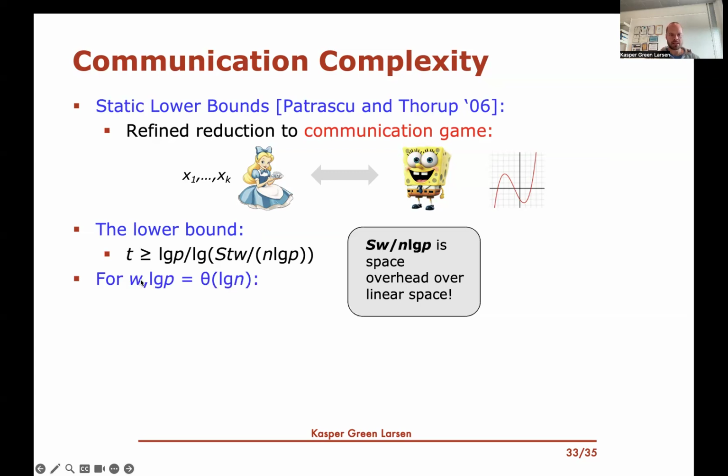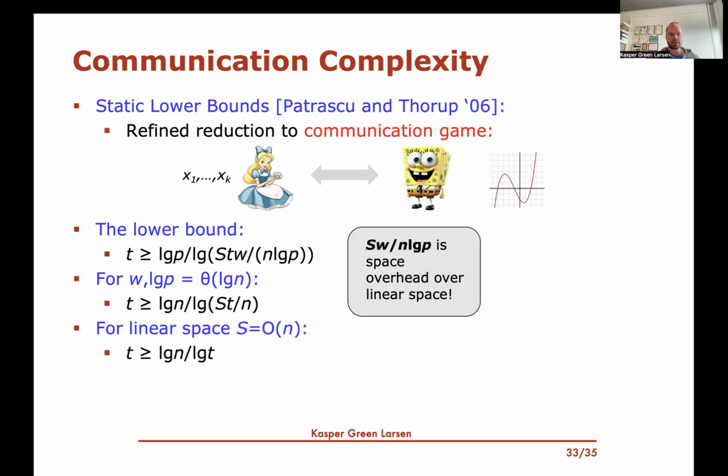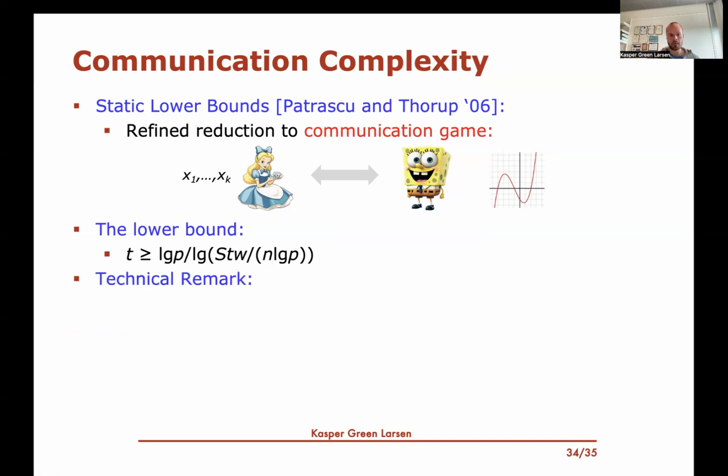Also, if the word size is assumed to be log n, log p is also log n in our setting of parameters. The w and the log p cancel out, so it simplifies to t being at least log n over log st over n. So s over n is the space overhead again. t is the query time. If the space used is linear, which is what we're comparing in our comparison of the largest lower bounds that have been proved, we get that t is at least log n over log t. If you rearrange things, this also implies that t is omega of log n over log log n. So this is the lower bound that I claimed.